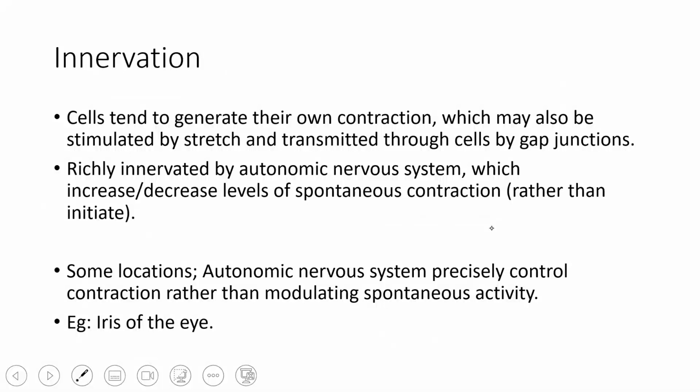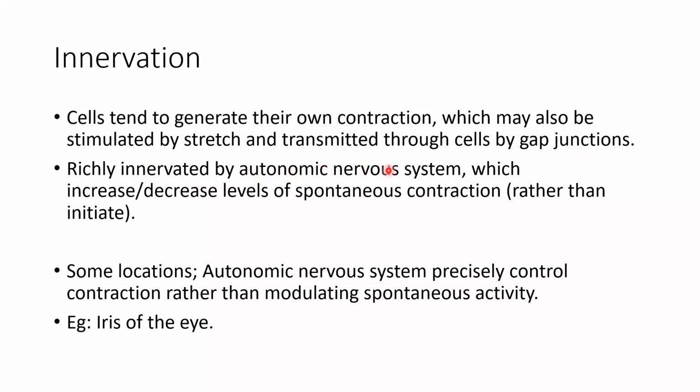Okay, then when we consider the innervation, first we have known that the smooth muscles usually generate their own contractions, right? Their contractions don't start from the nerves, they start on their own, and they can be stimulated by stretch. And as I said, the contractions travel from cell to cell through gap junctions. But they are richly innervated by the autonomic nervous system, right?